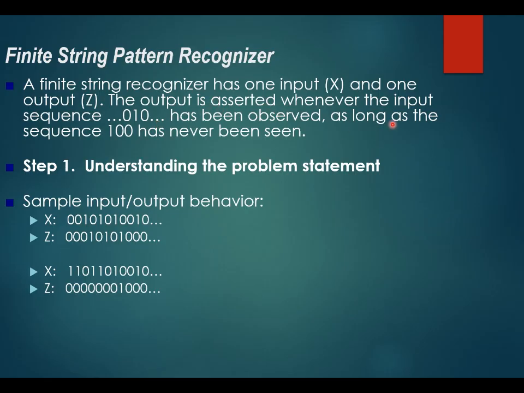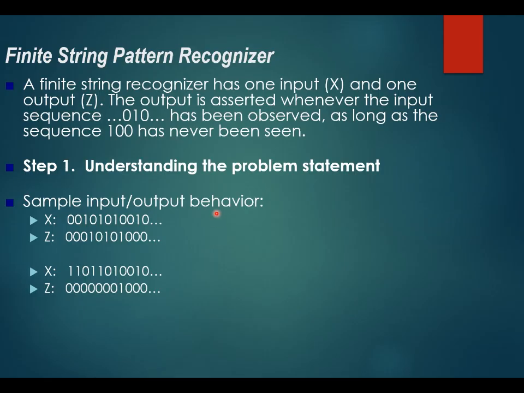However, if the stop pattern 1, 0, 0 is detected, then the finite string recognizer will not function as a 0, 1, 0 detector anymore. So it will stop detecting. Okay, so after the stop pattern 1, 0, 0 is detected, it will stop detecting. So let's look at the samples of simulation, or samples of input and output.